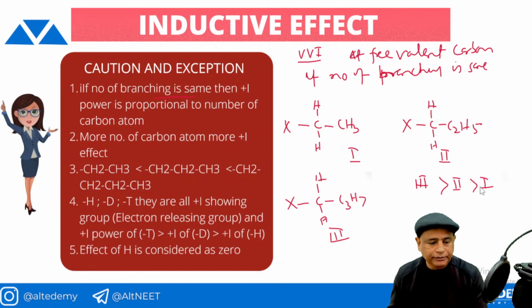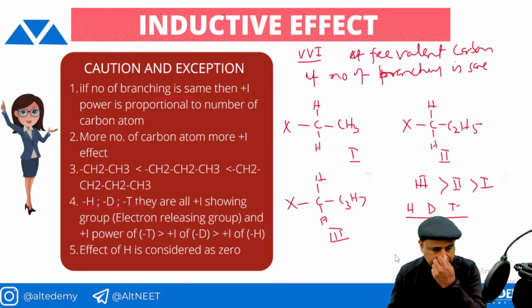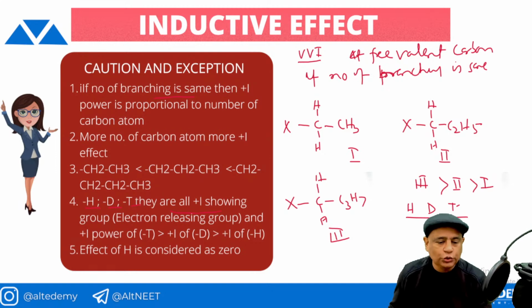Apart from this, I hope you are familiar with the symbols H, D, T: hydrogen, deuterium and tritium. These are the isotopes of hydrogen, you know that? They are all plus I showing groups. And I have written, as Amrish was asking, the effect of hydrogen is considered as zero as far as inductive effect is concerned.